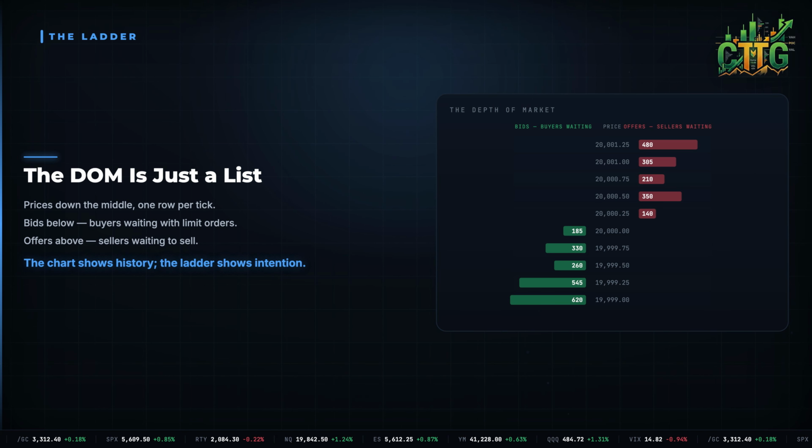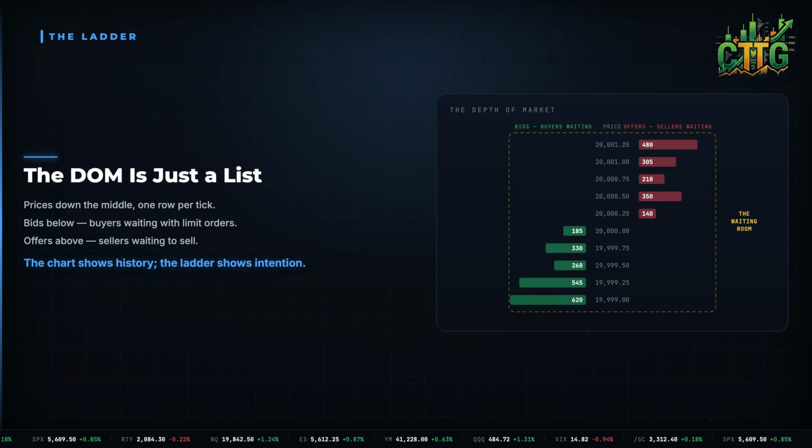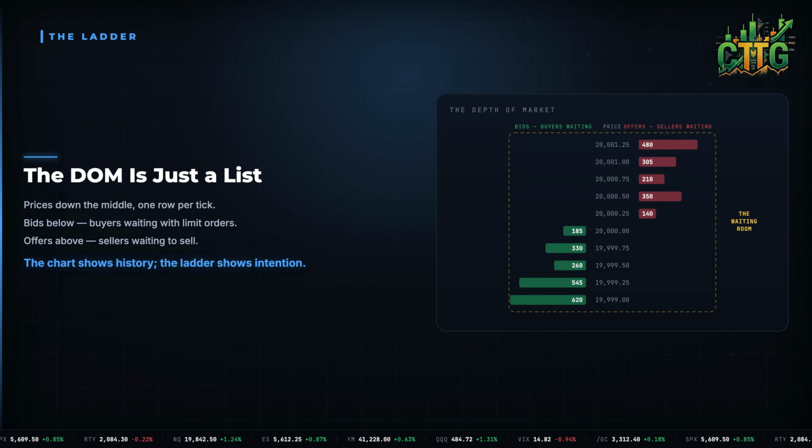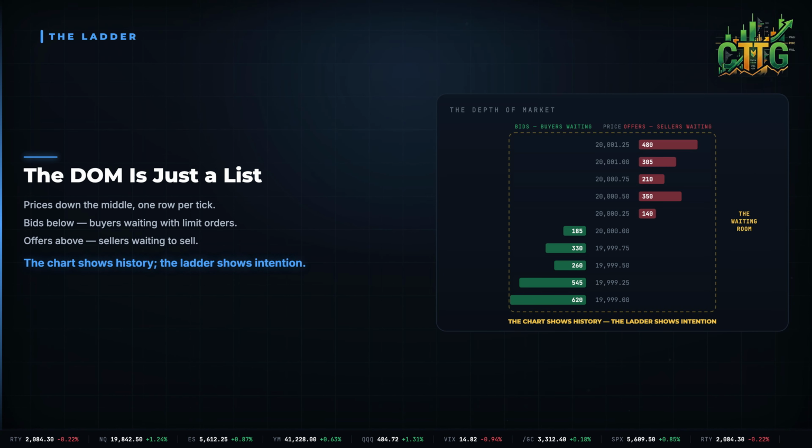That's it. The DOM is the market's waiting room. Everyone who wants to trade at a specific price is standing in line, visible in real time. The chart shows history. The ladder shows intention.